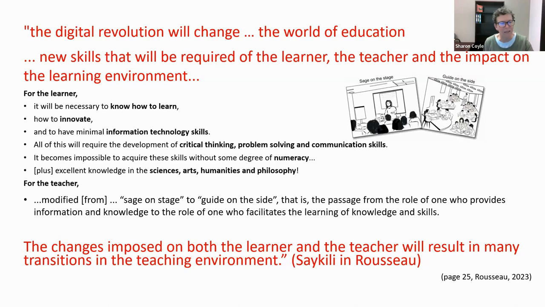And he's quoting this person that wrote this even before COVID. So imagine how much more it's true now. So for the learner, it's going to be necessary to know how to learn, to innovate. You have to have information technology skills. You need to be able to do critical thinking, problem solving, and communication skills. You have to have some numeracy, and yet you also still need some knowledge or excellent knowledge. It says sciences, arts, humanities, and philosophy. So that's for the learner.